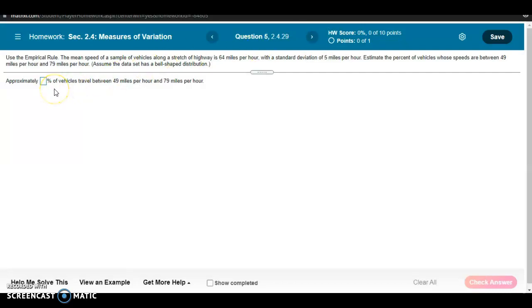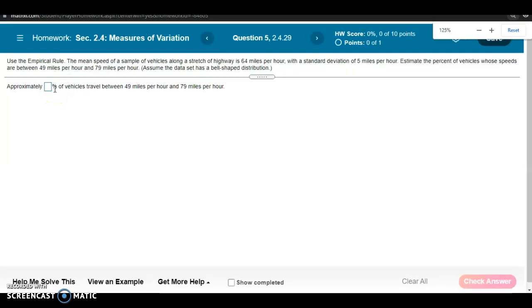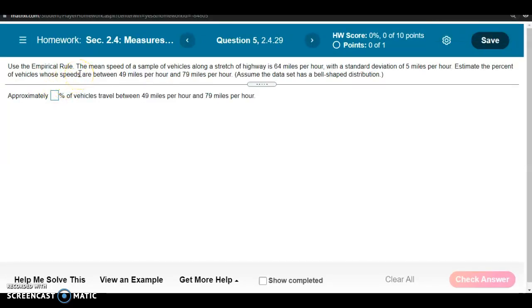The problem says to use the empirical rule. It says that the mean speed of a sample of vehicles along a stretch of highway is 64 miles per hour with a standard deviation of 5 miles per hour. And it says that we want to estimate the percent of vehicles whose speeds are between 49 miles per hour and 79 miles per hour. And it says in parentheses to assume that the data set has a bell-shaped distribution. So in order to answer this question, we have to know what the empirical rule is for bell-shaped data.